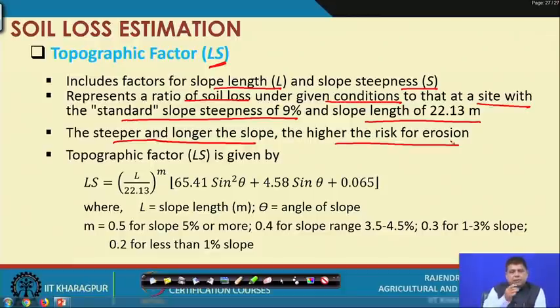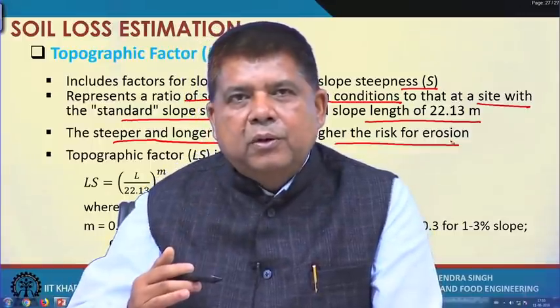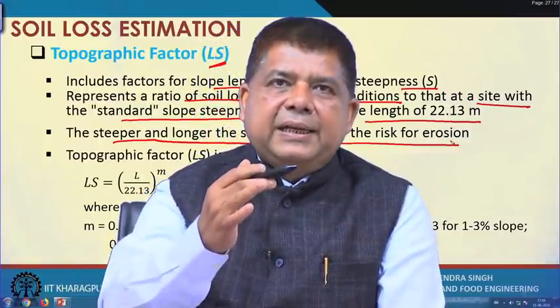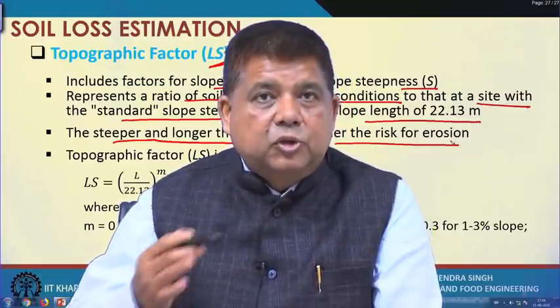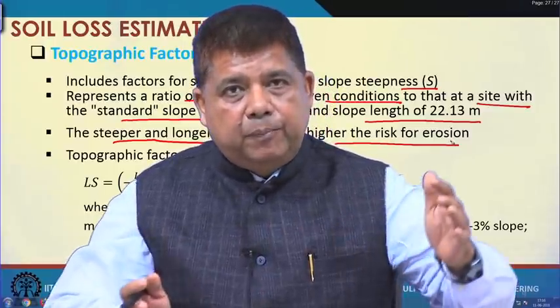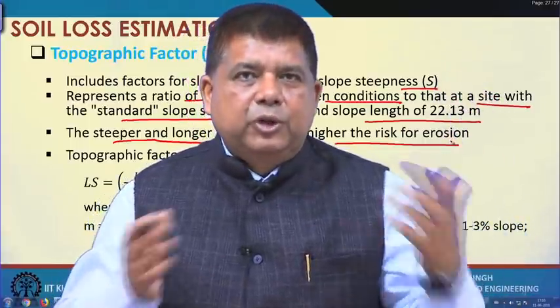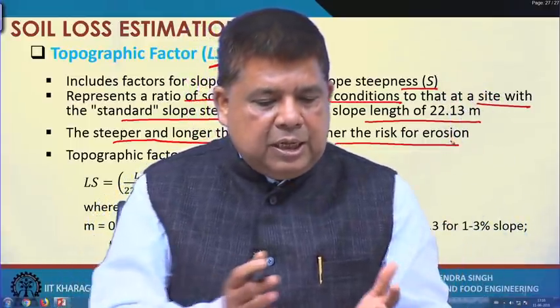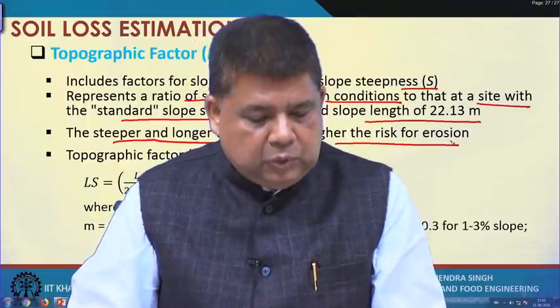So, obviously, if the slope is more, then the velocity of flow will be more. That means the kinetic energy of the flowing water will be more. So, that means erosive capacity will be more and erosion will take place. And if that kind of slope continues for a longer length, then more erosion will take place. So, the steeper and longer the slope, the higher will be the value of erosion.